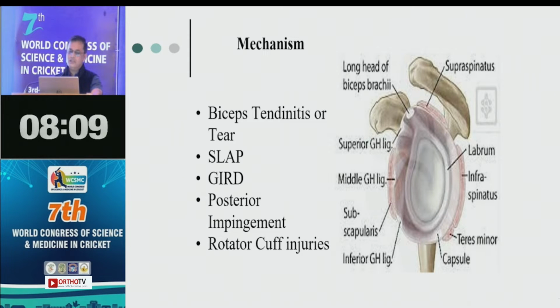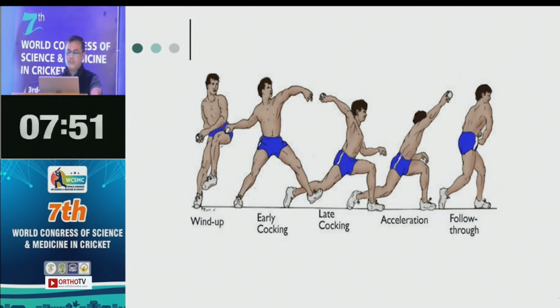You name it, this can be biceps tendinitis or maybe a tear, a SLAP lesion, superior labrum anterior posterior lesion, or GIRD, glenohumeral internal rotation deficit syndrome, posterior impingement, or maybe rotator cuff injuries. Most of them or all of them are overuse injuries. Although we have seen this picture during this conference many times, the main culprit is the late cocking phase.